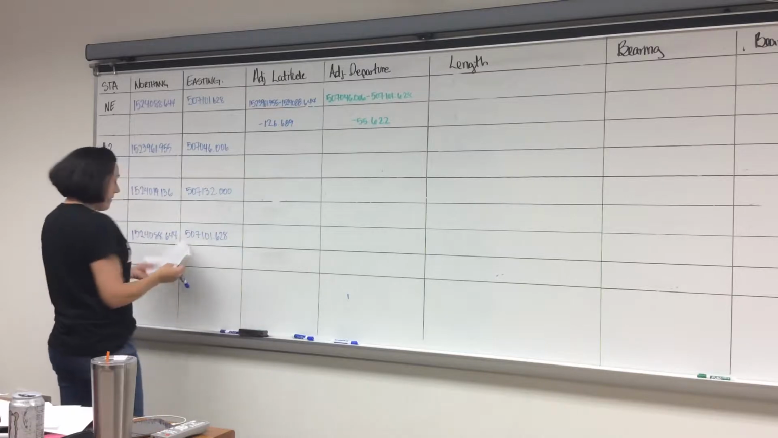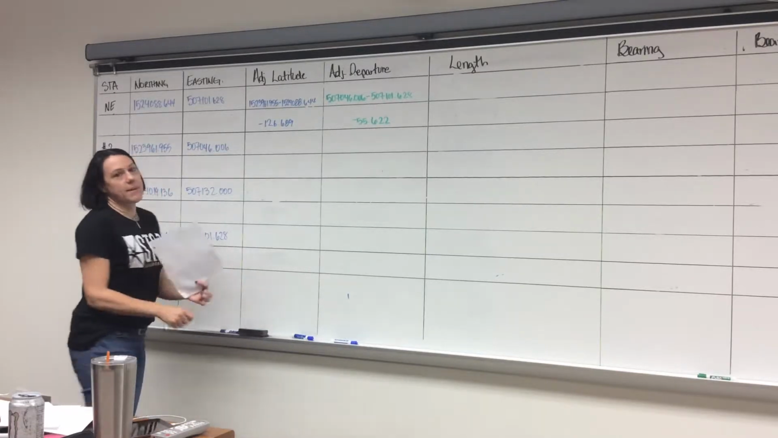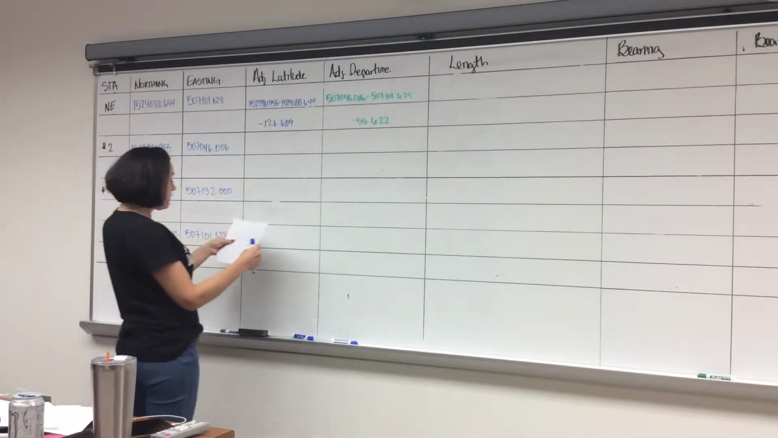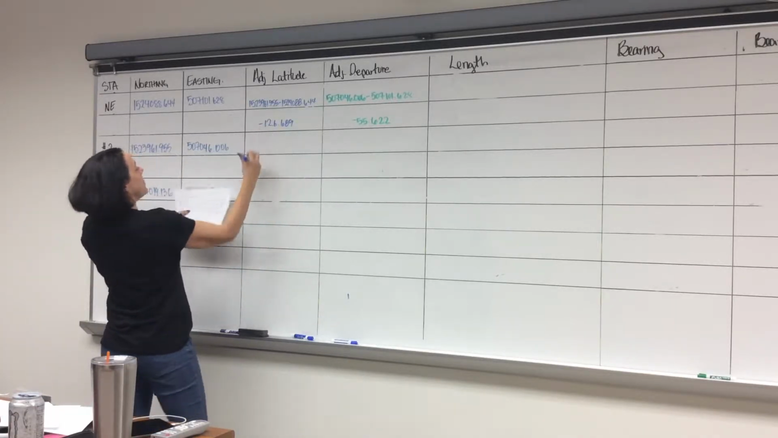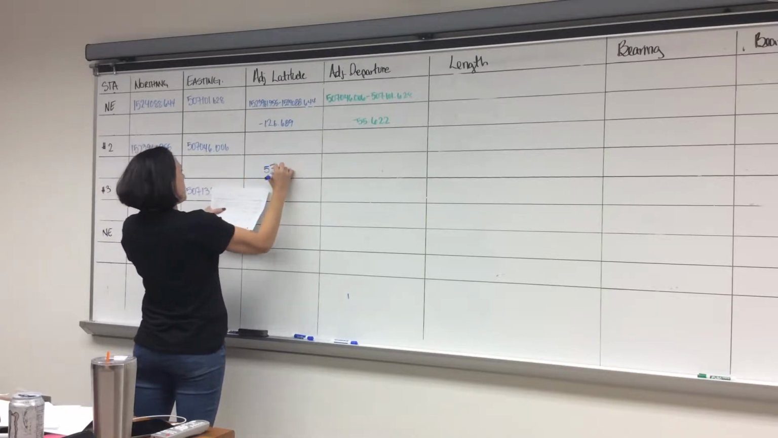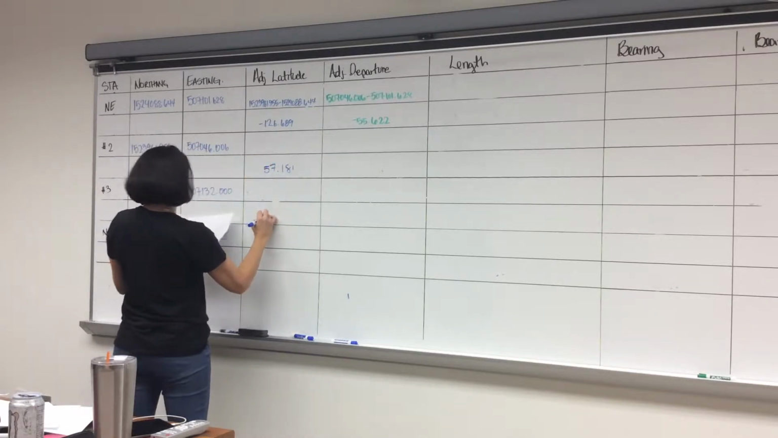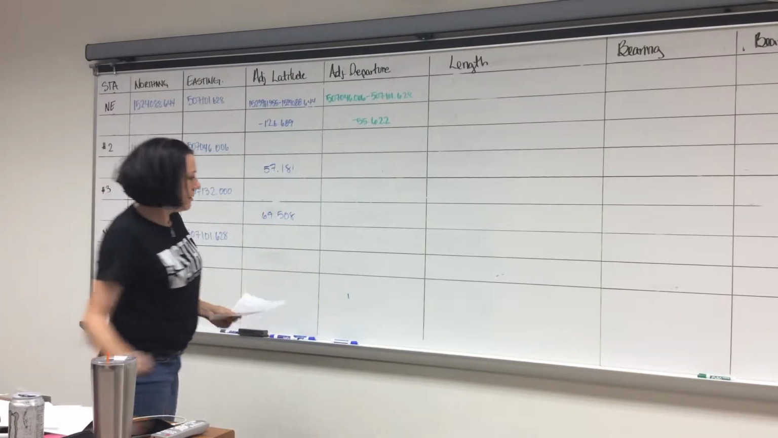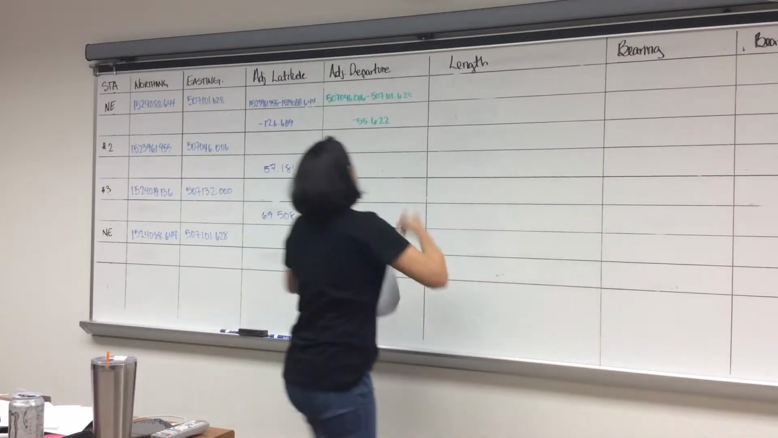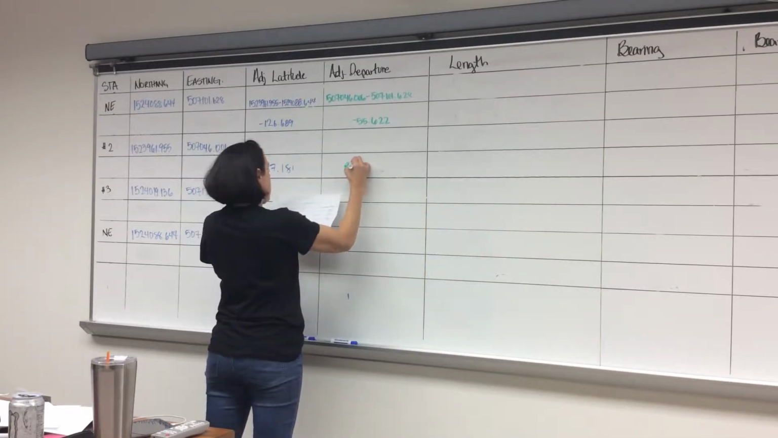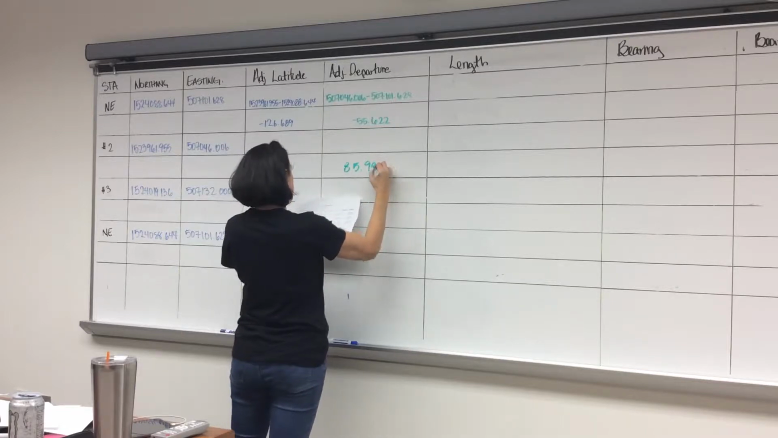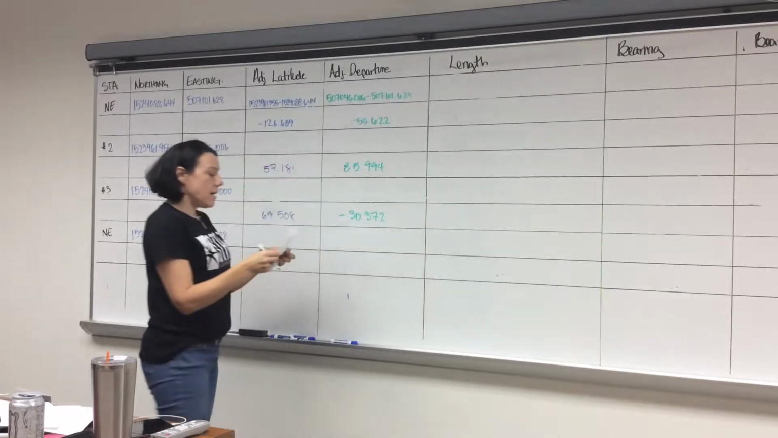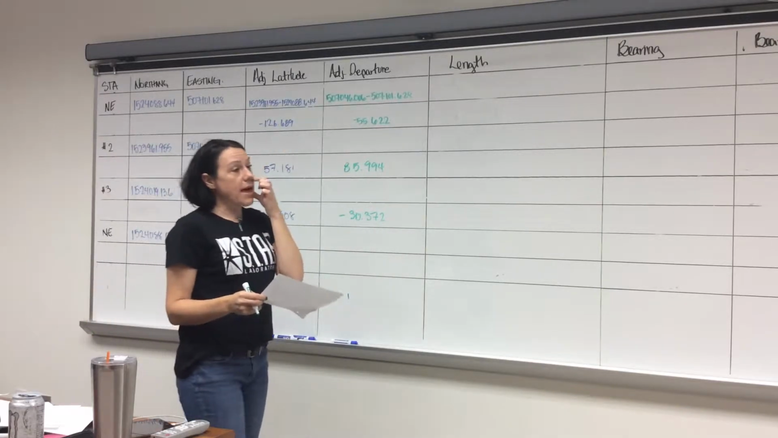That'd be great. Okay. So I'm just going to take from my calculations from before my latitudes and my departures. So I'm just going to write them down. So I've got 57.181, 69.508, and my green ones is 85.994 and negative 30.372. Now, the length is what we have to figure out.